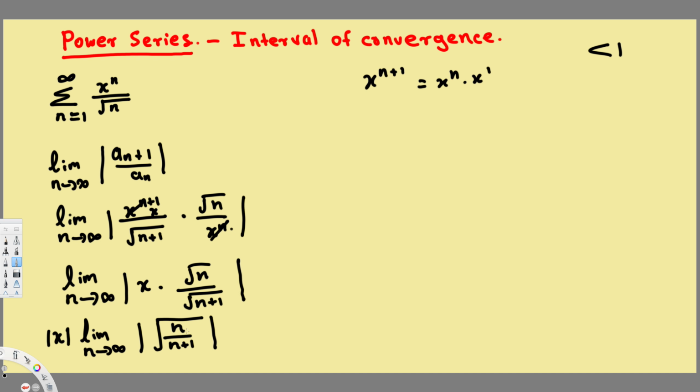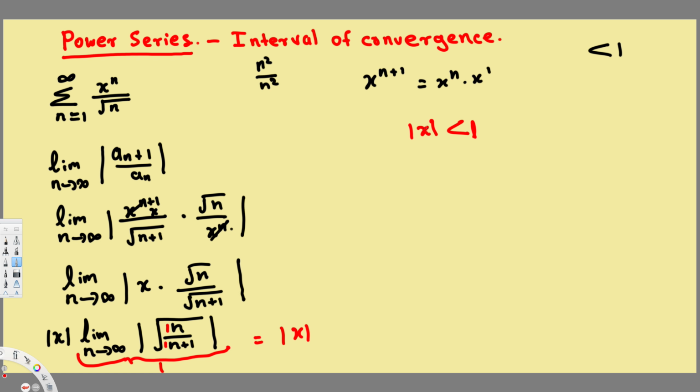Since we have the same power, like n squared over n squared or n cubed over n cubed, if we have the same powers, the ratio is going to be the limit. So here the limit of this is just going to be 1, right? So finally we will end up with absolute value of x. From this we can conclude that absolute value of x is less than 1. This is what we try to find in the first test.